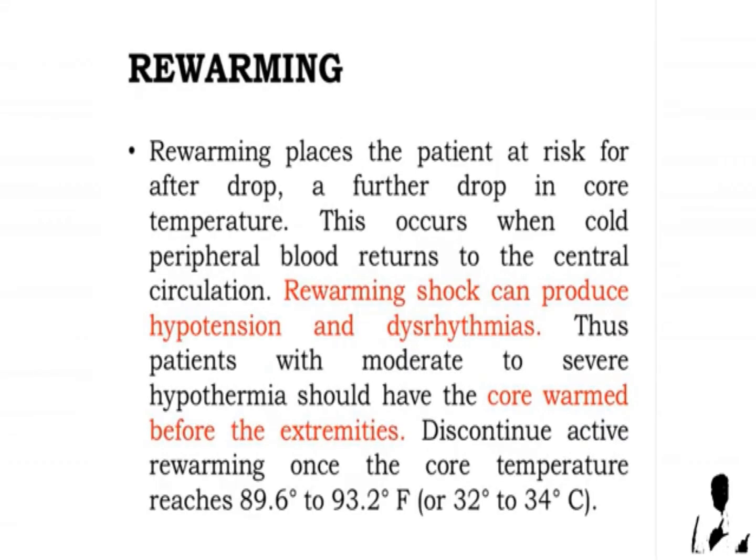Rewarming places the patient at risk for afterdrop, a further drop in core temperature. This occurs when cold peripheral blood returns to the central circulation. Rewarming shock can produce hypotension and dysrhythmias. Thus, patients with moderate to severe hypothermia should have the core warmed before the extremities. Discontinue active rewarming once the core temperature reaches 89.6 degrees to 93.2 degrees Fahrenheit or 32 degrees to 34 degrees Celsius.